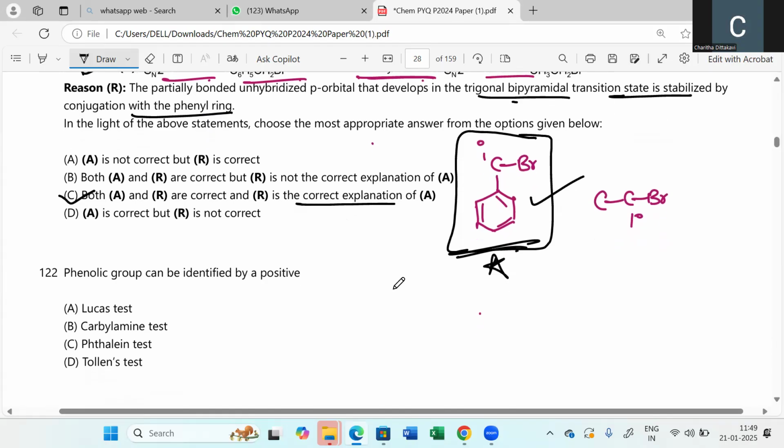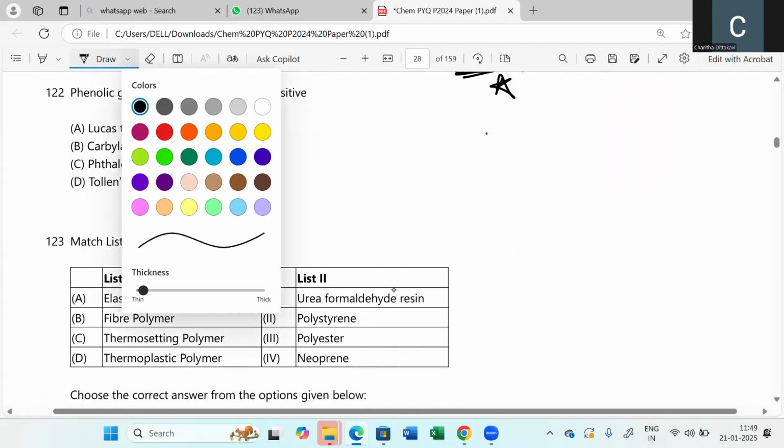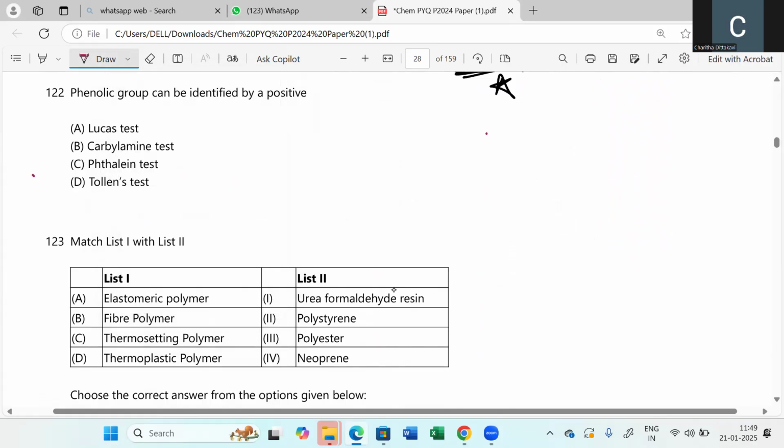Next, moving on with the next question. A phenolic group can be identified by which positive test? Phenolic group can be identified by which test? That would be the Thalline test. So first, let me go with your Lucas test, carbylamine test, and Tollens test. All of them in one question. So better let us first finish these things first.